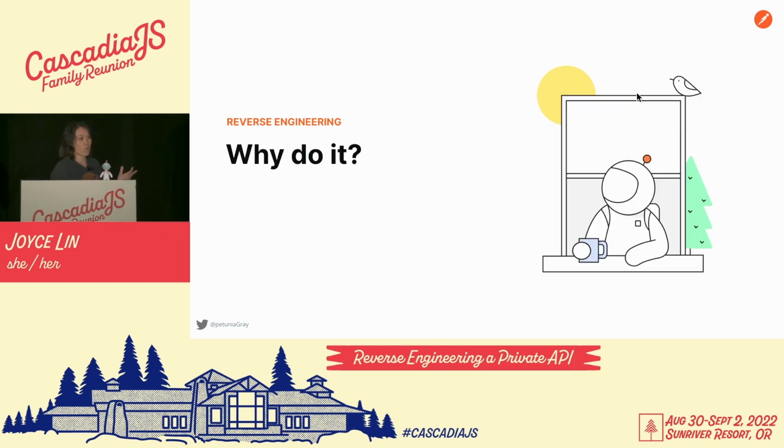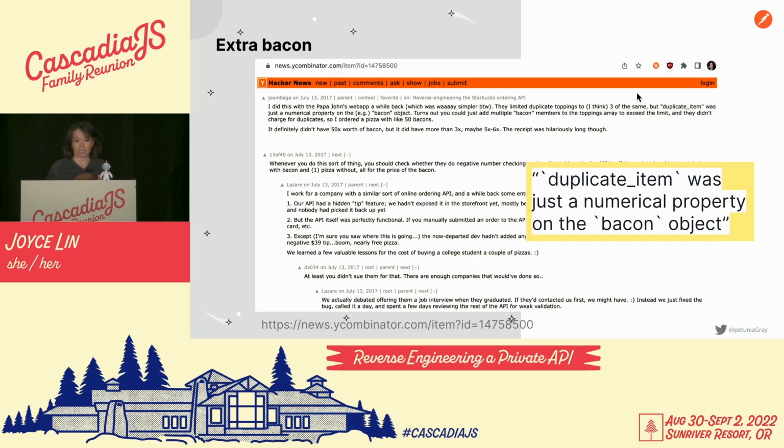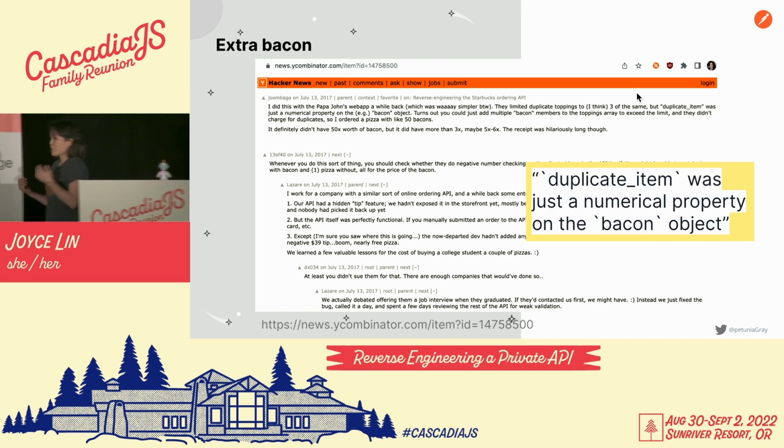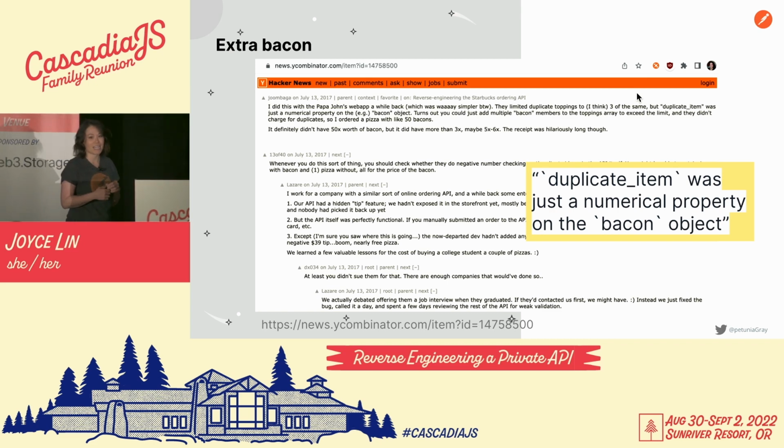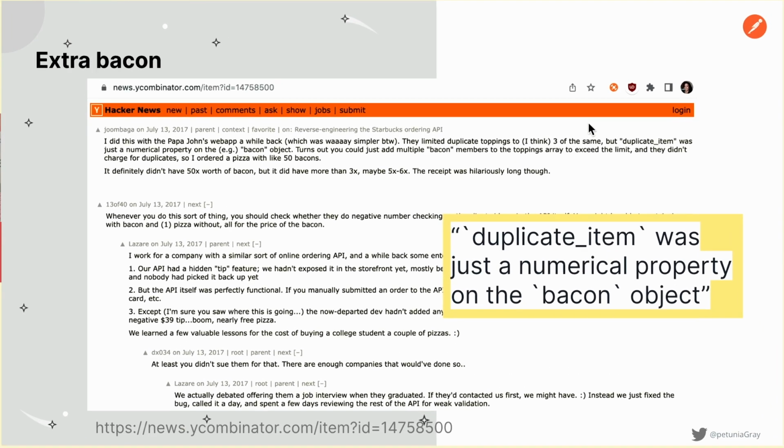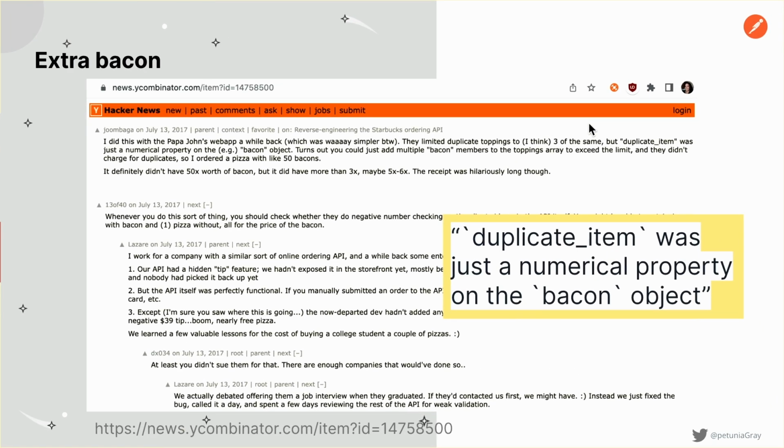For the rest of us, why would we reverse engineer an API? Why do it? Okay, so here are some examples. This hit Hacker News a while back: somebody hacked Papa John's API. They wanted extra bacon and duplicate item. You couldn't, they actually client-side validated duplicate items. However, duplicate item as a property on the bacon object was not validated. So somebody was able to get extra bacon.